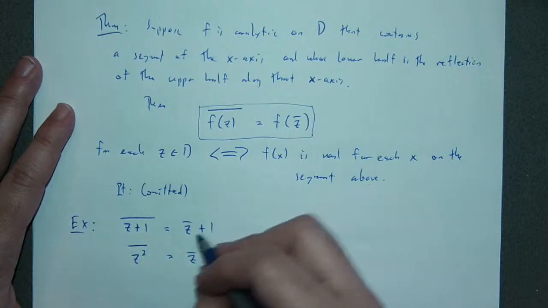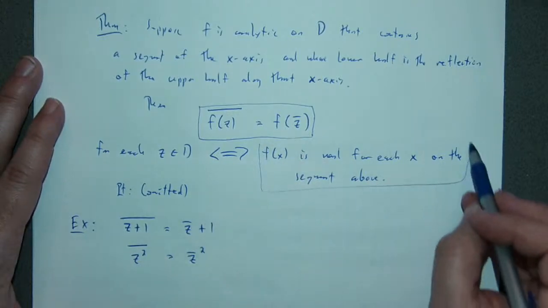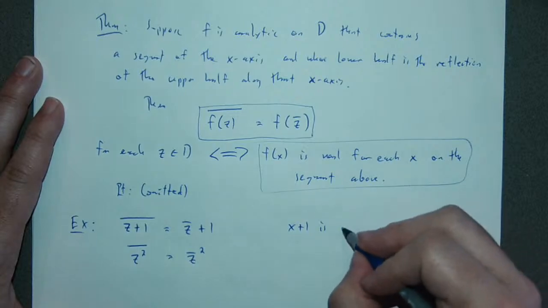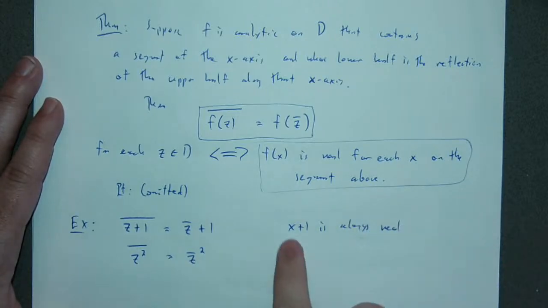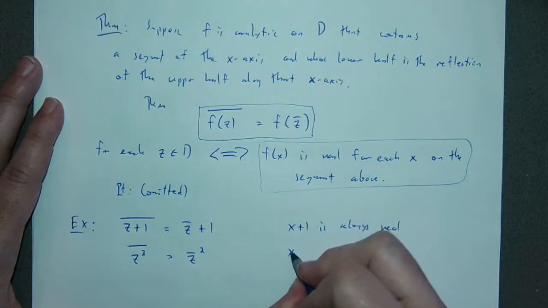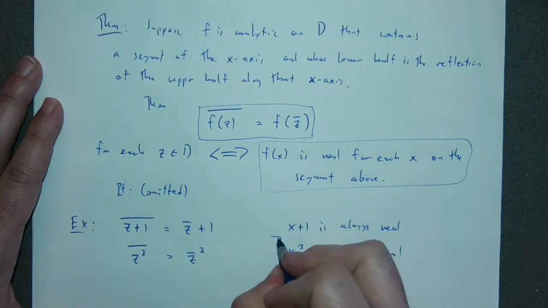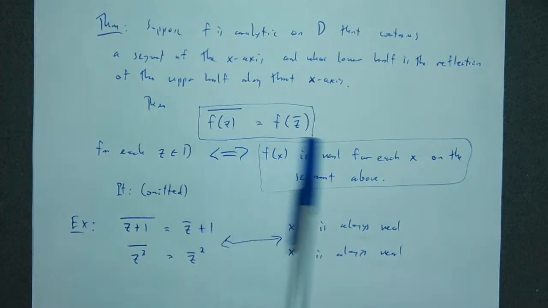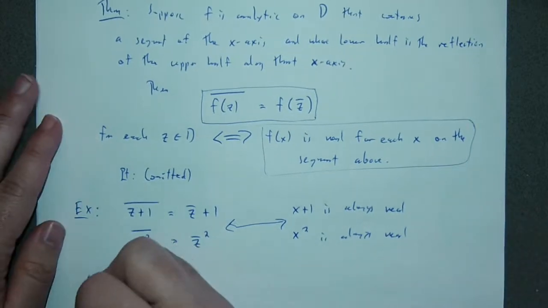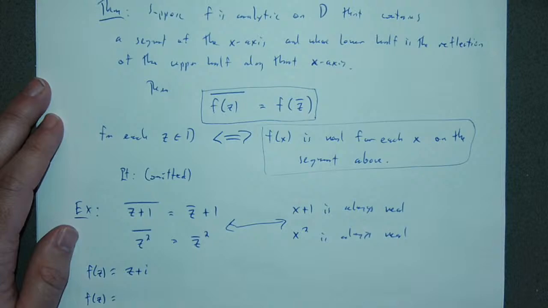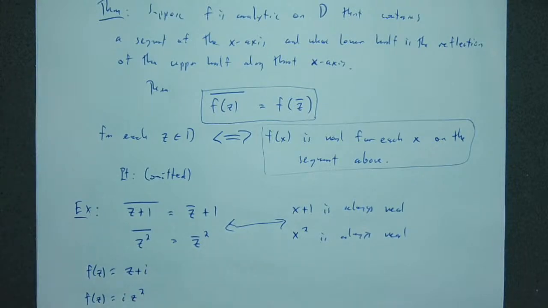Well, note that of course this works, right, by looking at this requirement. I just need to check that x plus 1 is always real. So is x plus 1 always real, right, when x is some real number on the segment. But what about x squared? Right? That's always real too. And so there's the relationship between these functions satisfying this reflection property and the value of these functions being real on real segments. But you'll note, right, that if you have f of z, which is, say, z plus i, or f of z is equal to, say, i z squared, these do not have the property.